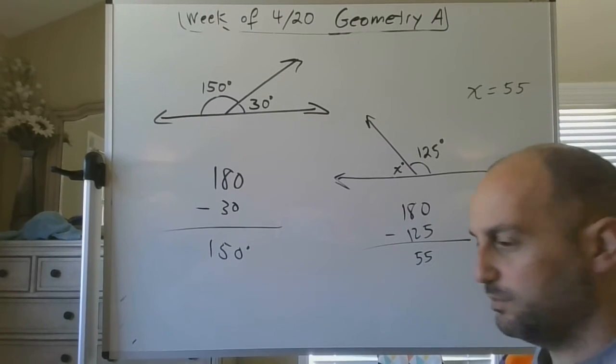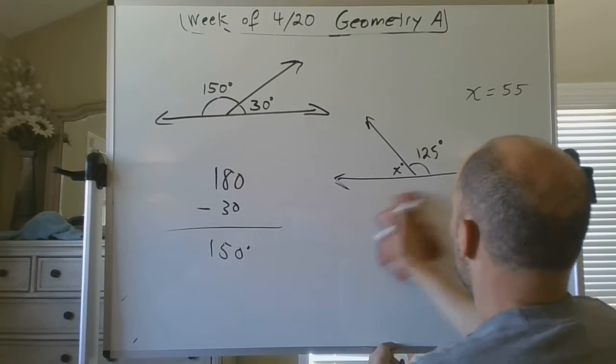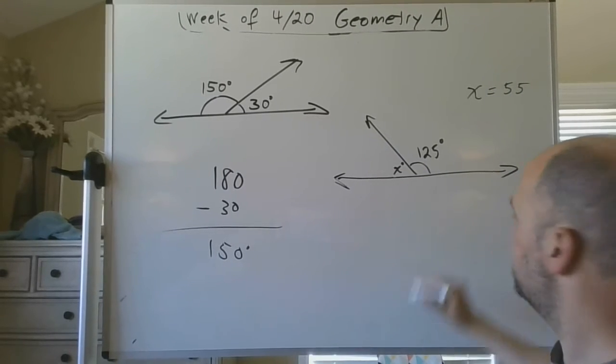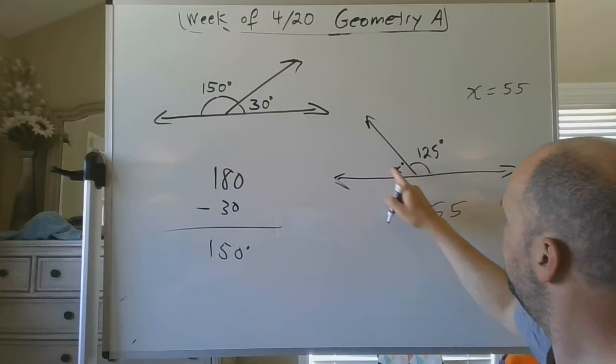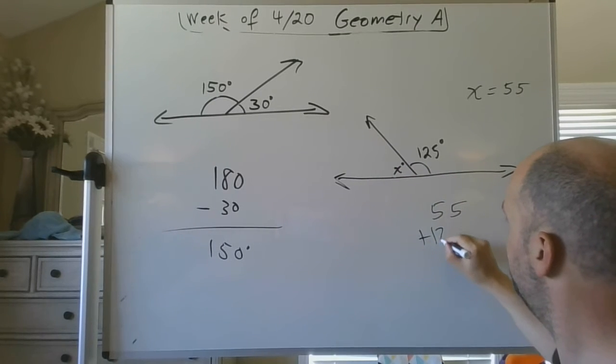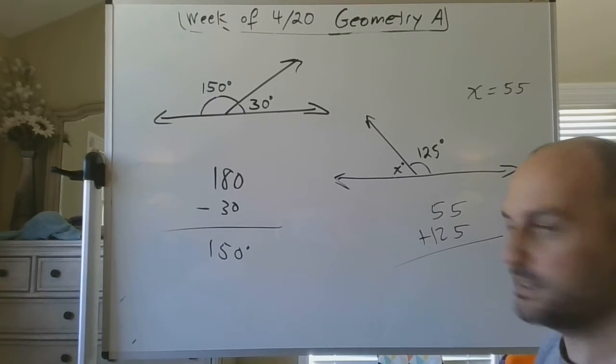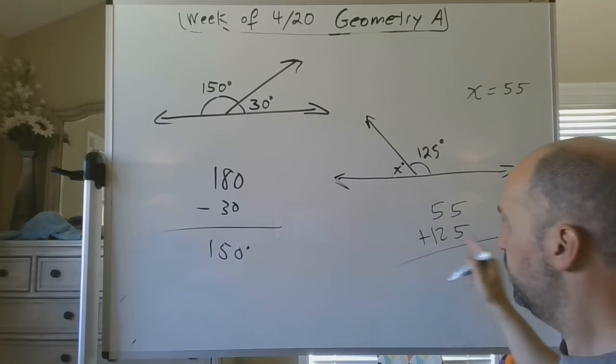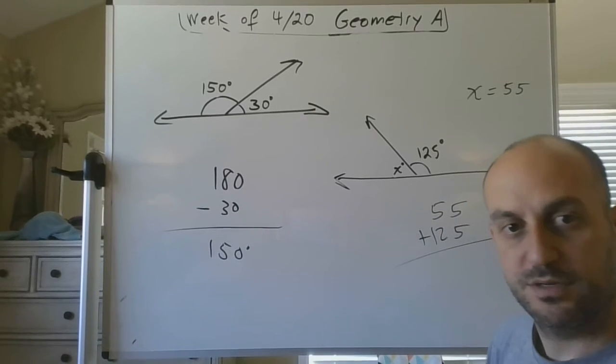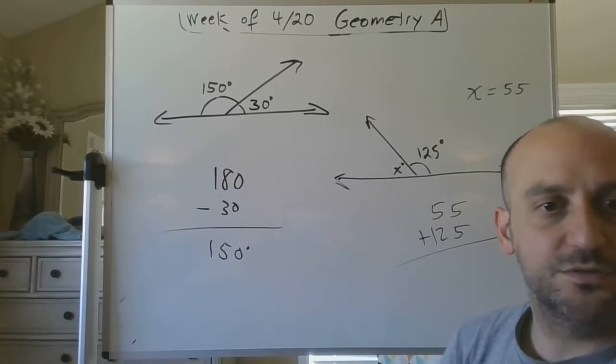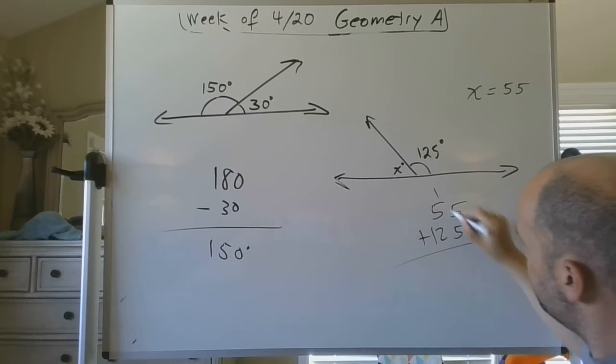What's another way I can double check it? Simple. If that's 55 degrees and I add 55 plus 125, they're a linear pair, meaning they make up a line. What should a linear pair add up to? It should always add up to 180. Let's try it and see if that adds up to 180.